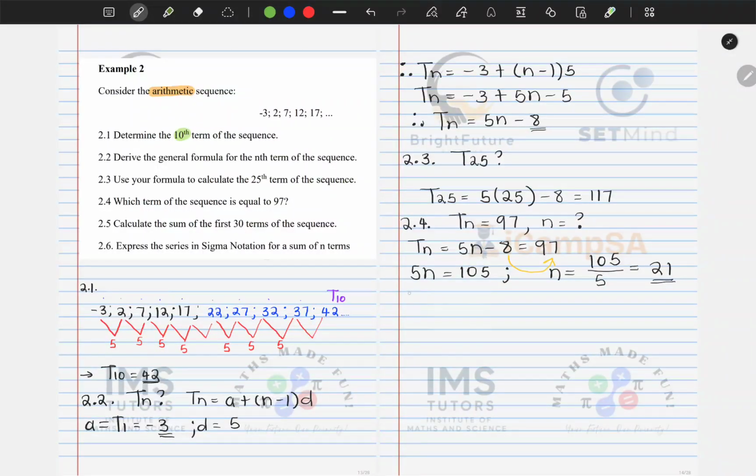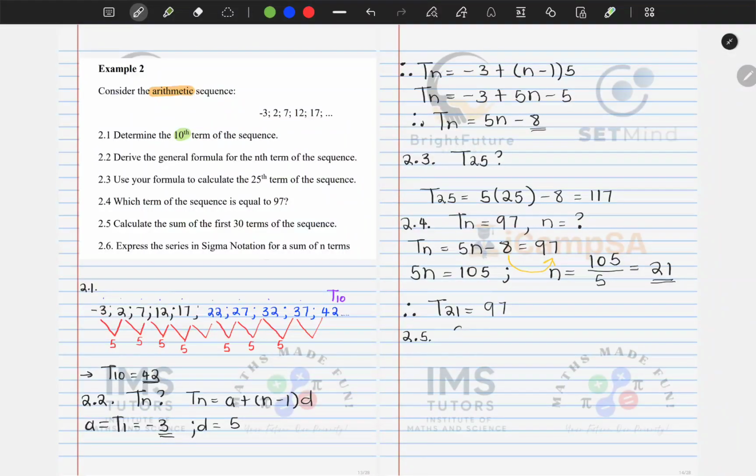So this means that it is T21 which will give us 97. So it is only when you take 21, put it in our equation, that we are going to end up getting 97. And that is the answer which the teacher is looking for. Now next, 2.5, let's go and have a look at our question.